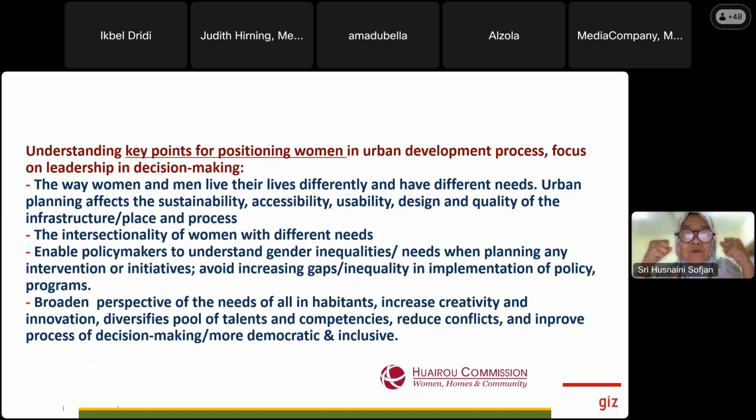People move to the urban areas expecting a better quality of life. So this is something that we really need to remember. And at the same time, by having women in the decision-making structure, we broaden perspective of the needs of all inhabitants, increase creativity and innovation, diversify pools of talent and competencies, hopefully also reduce conflict and improve the process of decision making and make it more democratic and inclusive.